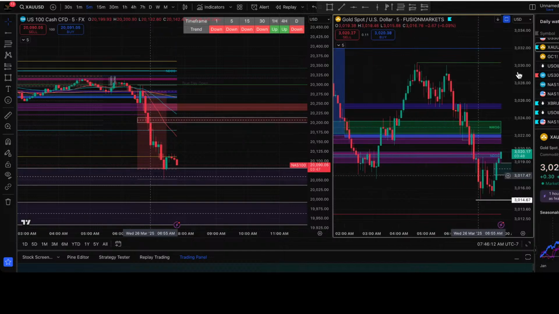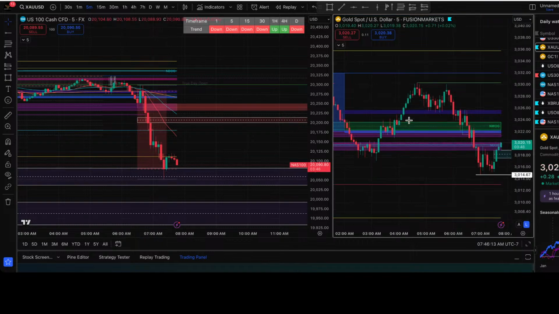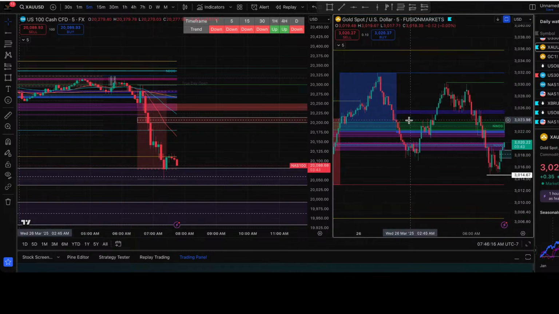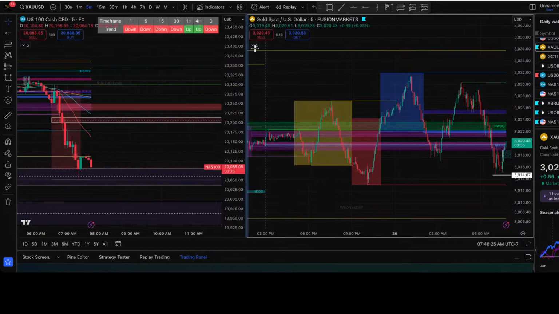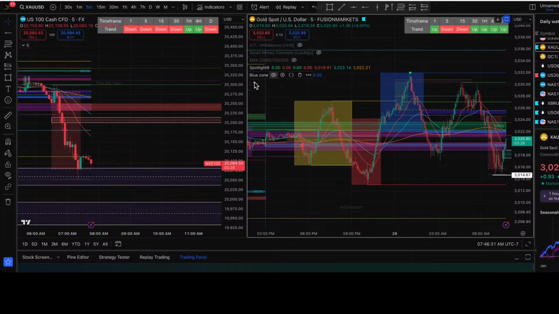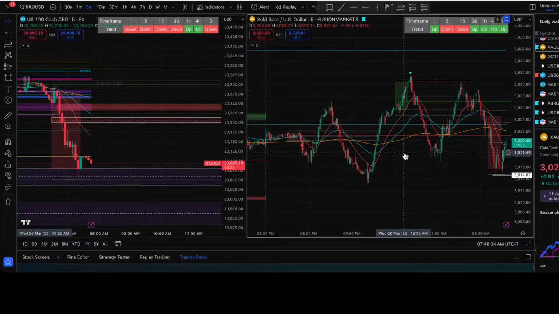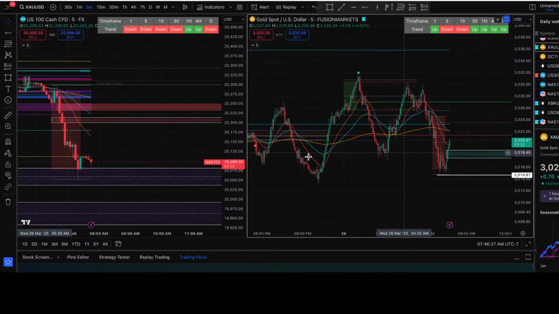The only thing here, though, is you have a cell model, and I suspect, let me just take a look at the spotlight indicator as well. Bit of a mixed bag here. So we had an upside expansion model originally, and then New York swept out all the lows.